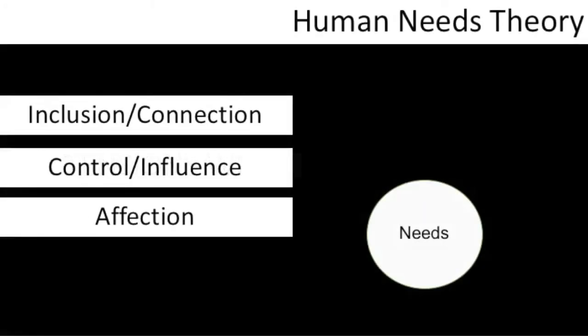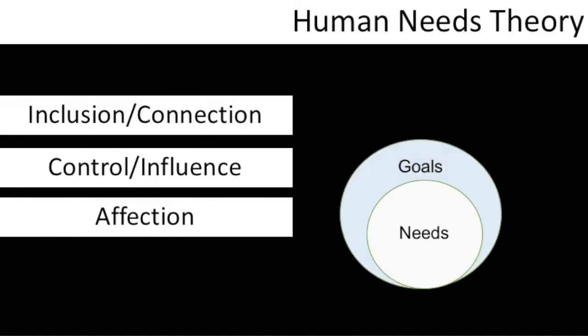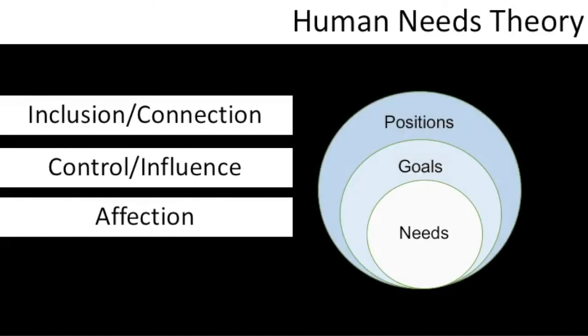Let's go back to human needs theory. We are all trying to have our basic needs met both within and through our relationships. However, the way we go about having our needs met varies considerably. So, in a relationship, while we may share a basic need with the other party, our goals and positions are often very different.